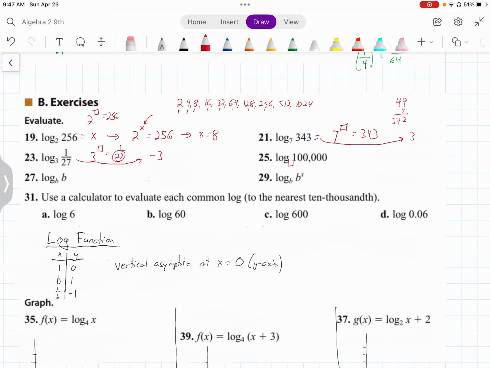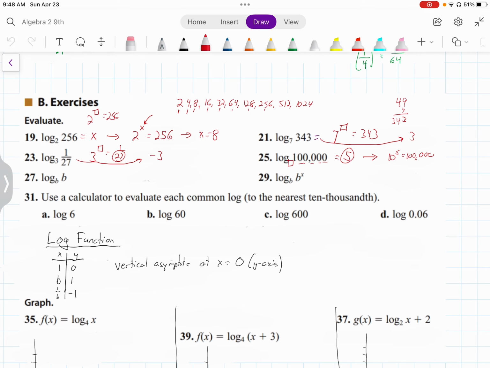Number 25, that's a 10. So 10 to what power gives us 100,000? Well, if we know our powers of 10, 100,000 has 5 zeros in it. So this is equal to 5. And I should have mentioned before, we can check all these because this would be like 10 to the 5th equals 100,000, which is correct. So 5 is definitely our answer.